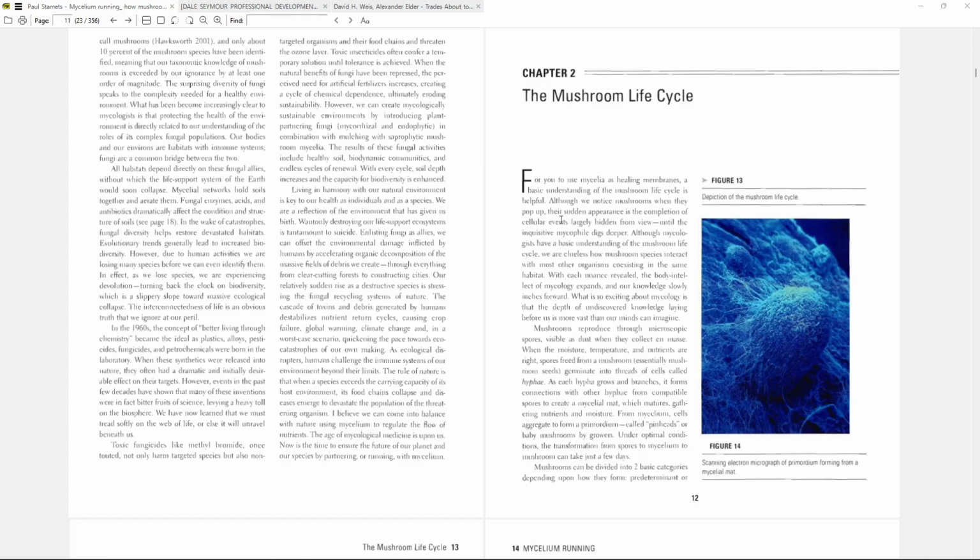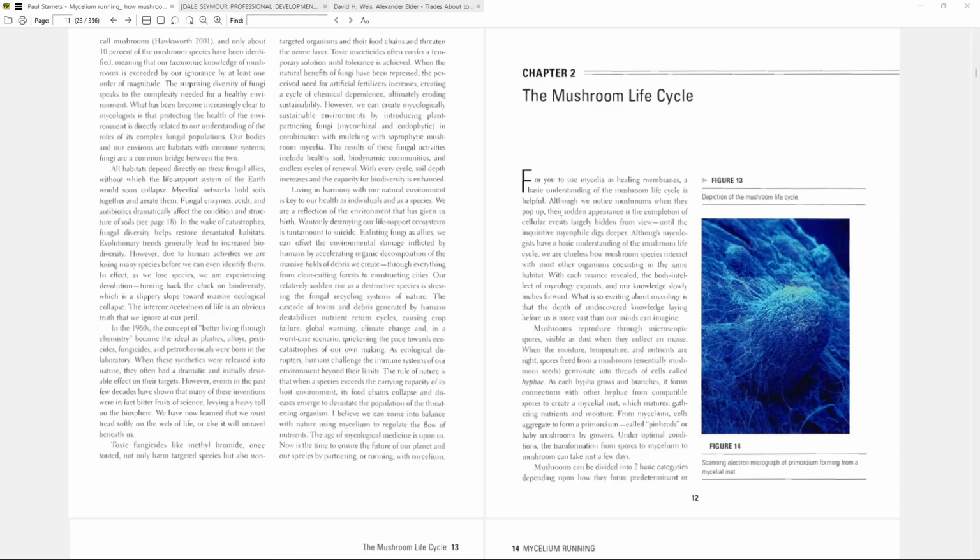What is so exciting about mycology is that the depth of undiscovered knowledge lying before us is more vast than our minds can imagine. Mushrooms reproduce through microscopic spores, visible as dust when they collect in mass. When the moisture, temperature, and nutrients are right, spores germinate into threads of cells called hyphae.